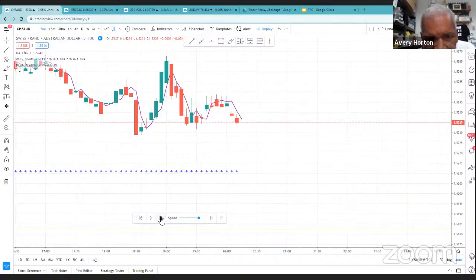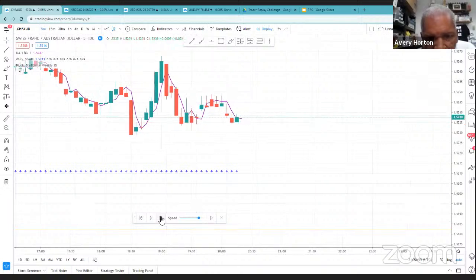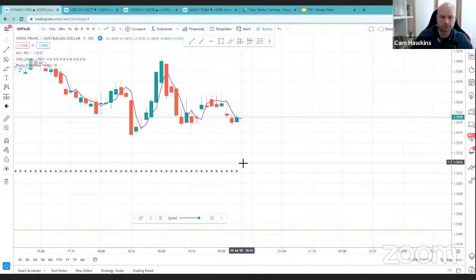So let's see here. Let's try one more time. Okay, right here, see it put in a low. It's changed from red to green. So what we want to do is go long at the high of this candle right here. The red candle? Yeah. Okay, let's put that in for you.